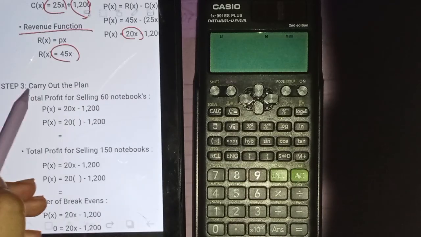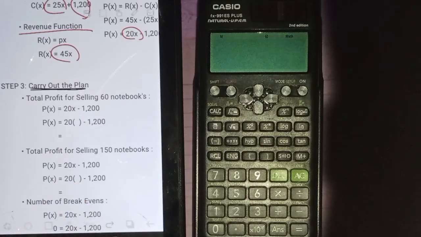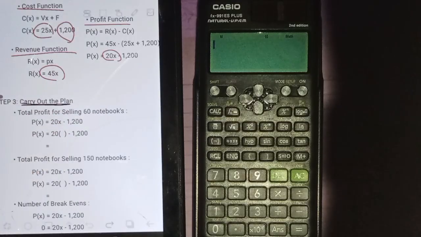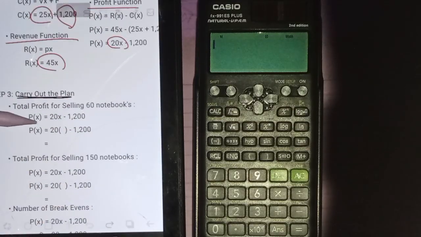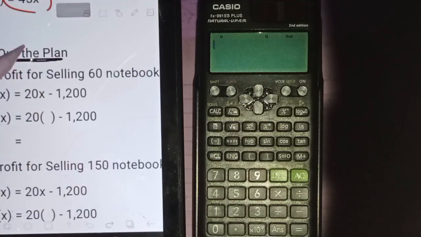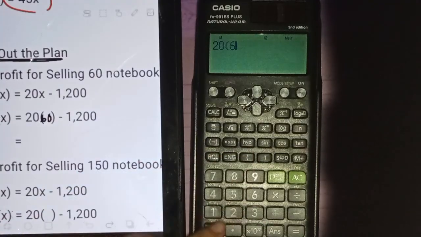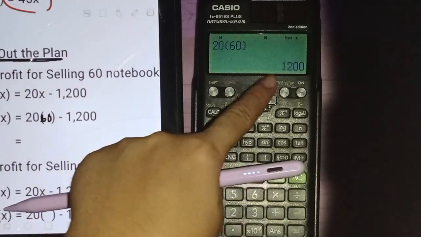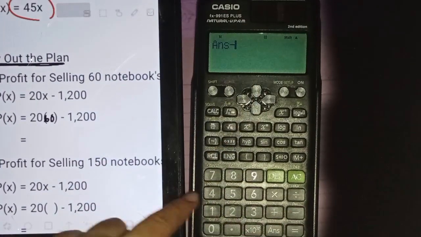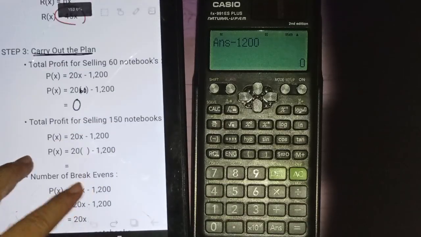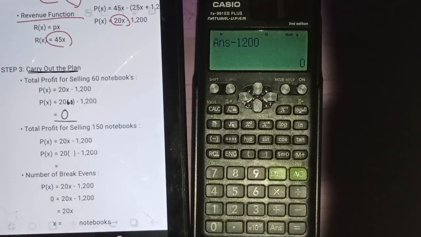Now, for step 3, we must carry out a plan. The total profit for selling 60 notebooks, we will be using here the profit function, which is 20 being the revenue function, and then the number of units we will put over here, which is 60. So 20 times 60 is equal to 1,200 minus 1,200 equaling 0. And that is the answer for the total profit of selling 60 notebooks.